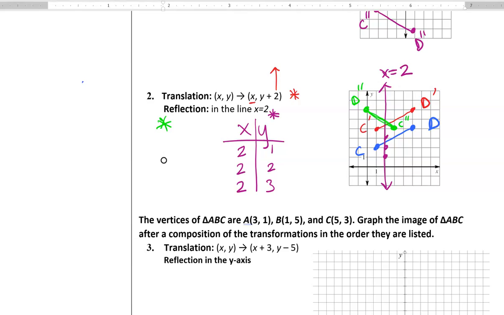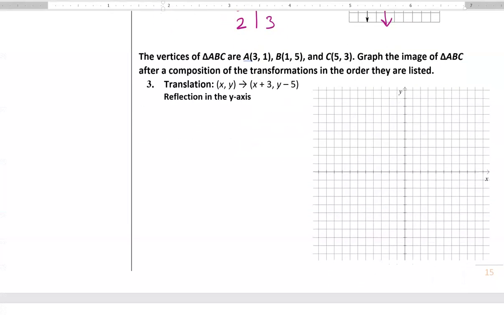Okay, let's keep going. Number 3, the vertices of triangle ABC are as follows. Graph the image of triangle ABC after a composition of the transformations in the order they're listed. I have a translation and a reflection. All right, I'm going to start by graphing A, B, and C. So (3, 1), (1, 5), and then (5, 3).